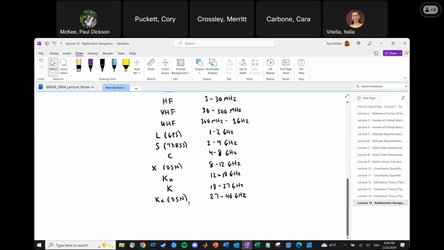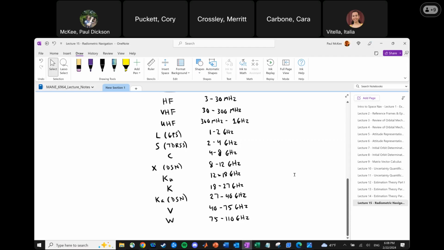Finally, here we go. We have V band, which is 40 to 75 gigahertz. These are a little bit less used. And then the end of this table is W band, which is 75 to 110 gigahertz.